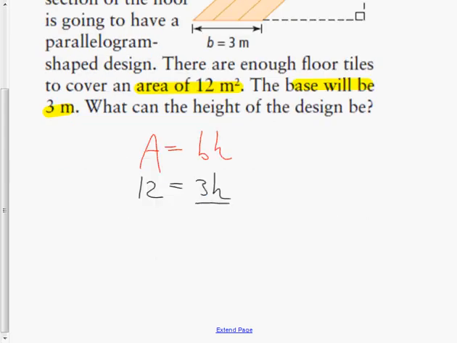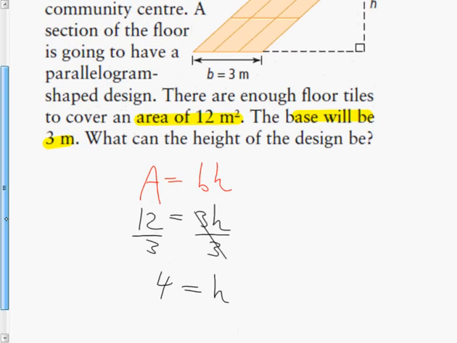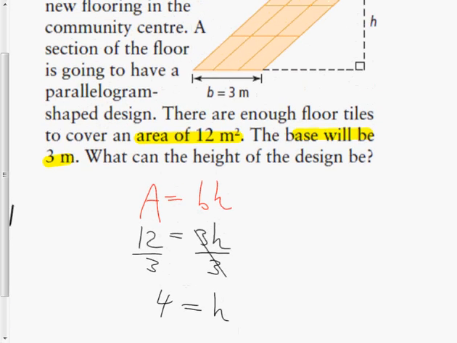If I want to solve for it, I'm going to divide this side by 3 and divide that side by 3, and I get h isolated. 12 divided by 3 is 4. So therefore, the maximum height the design can be is 4 meters. Algebra. Who knew it worked?